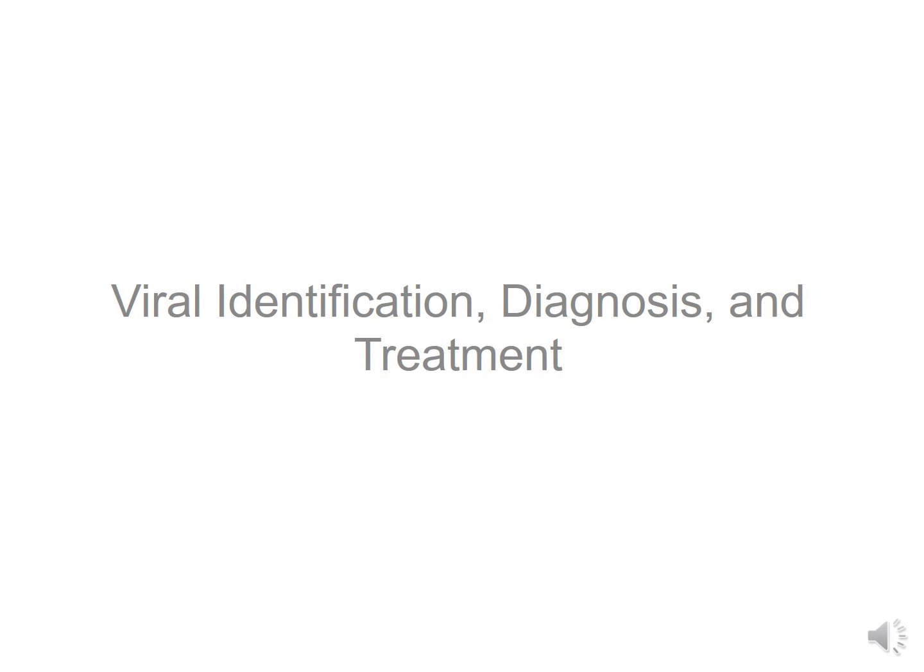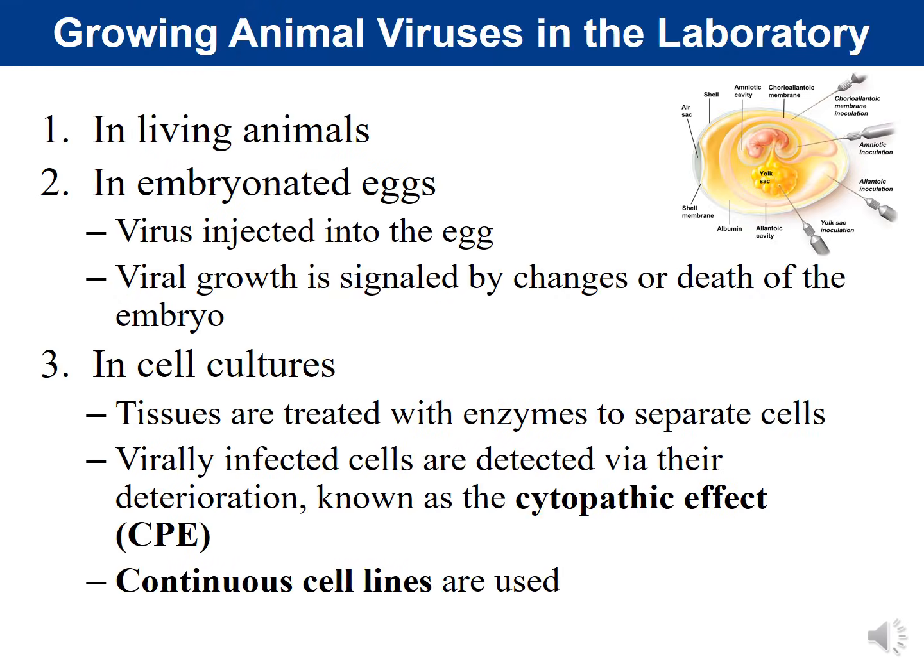So next we're going to look at how viral diseases are identified, diagnosed, and treated. So in terms of growing animal viruses, remember that viruses are obligate intracellular parasites, meaning that they can't replicate outside of a host cell. So, in order to grow or replicate animal viruses, there are one of three mechanisms that are usually used.